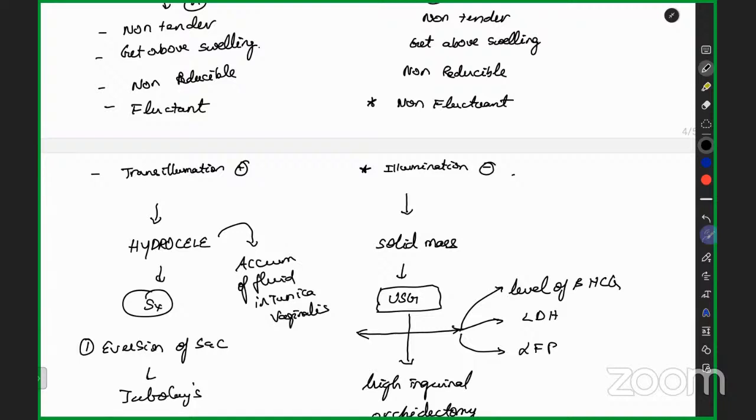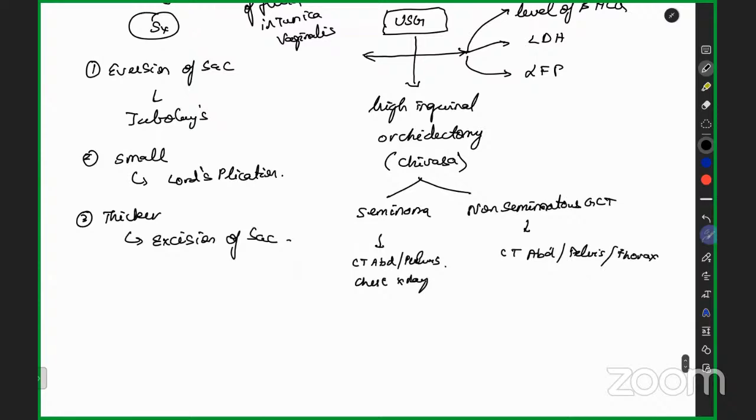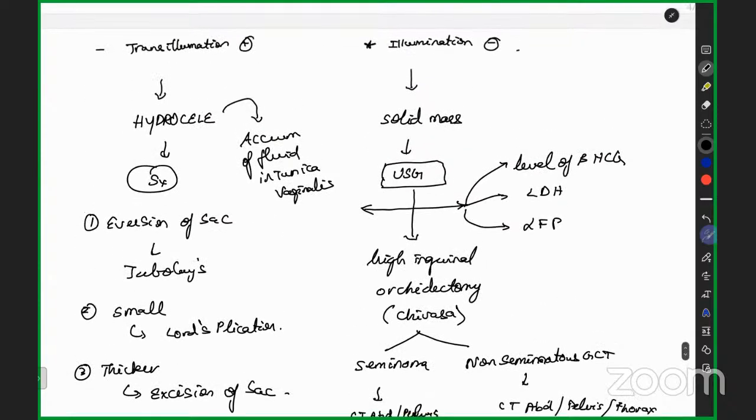Now, you know the treatment. You can go for Lord's plication or Jaboulay's procedure, eversion of sac, or if nothing is working out, you can go for an excision of the sac. Clear, right? So this is going to be hydrocele.